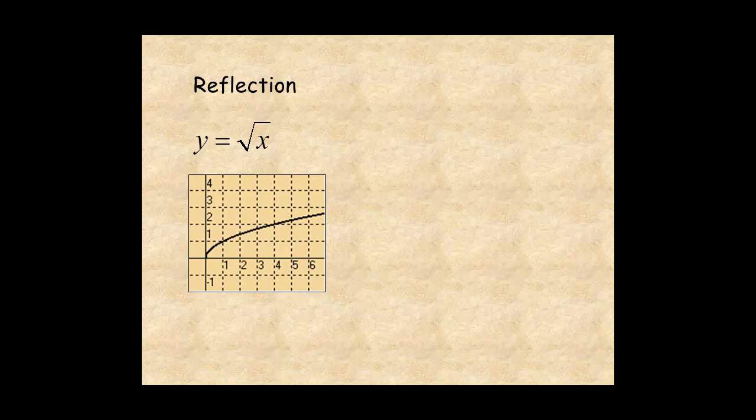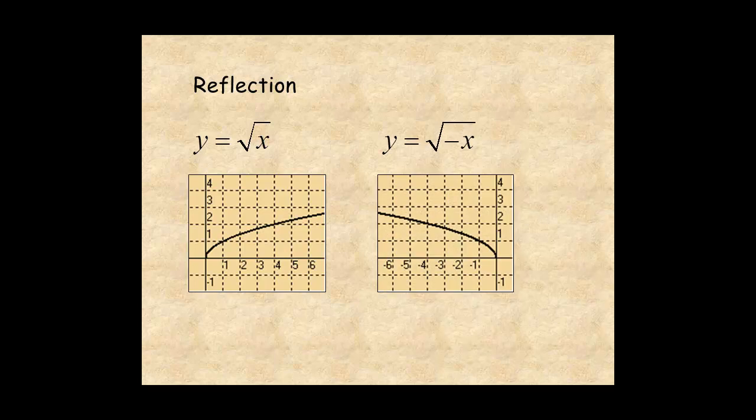If you replace x in the function with negative x, the x-coordinates of all the points are multiplied by -1, and the y-coordinates are not changed. This causes the graph to reflect across the y-axis, opening up and to the left.